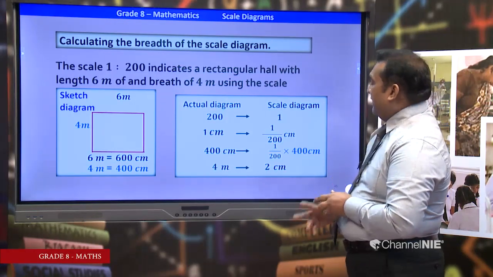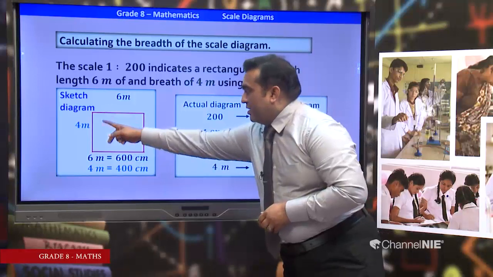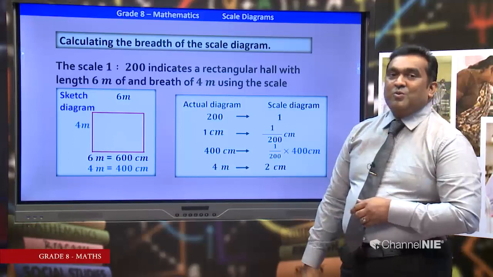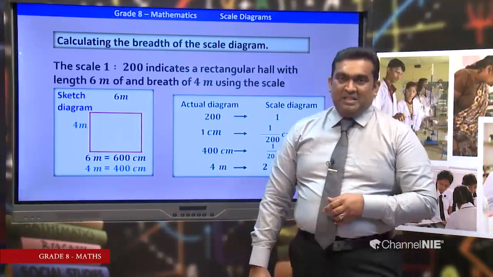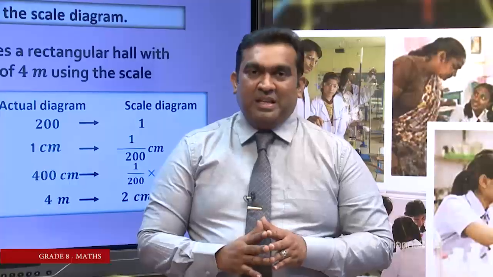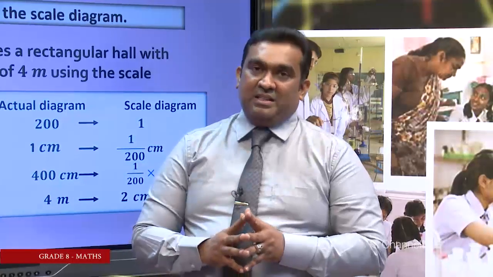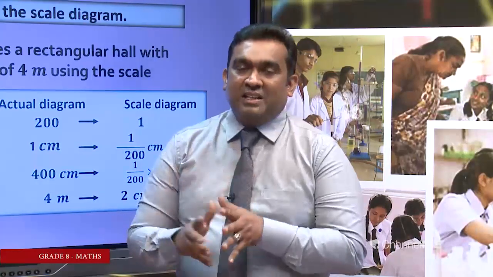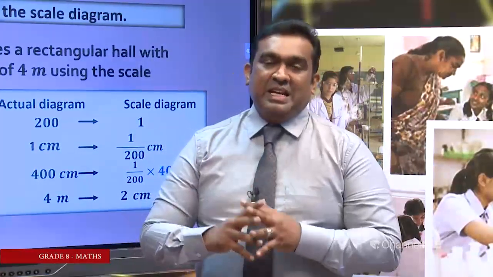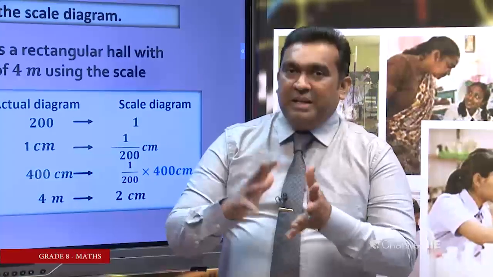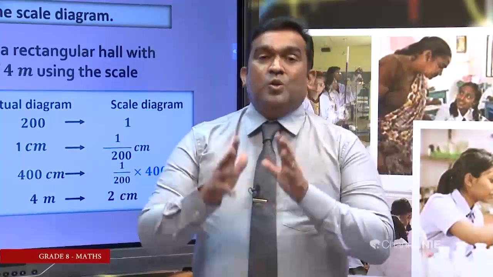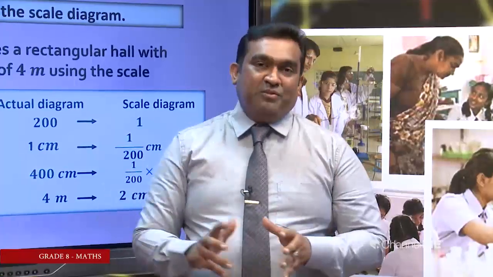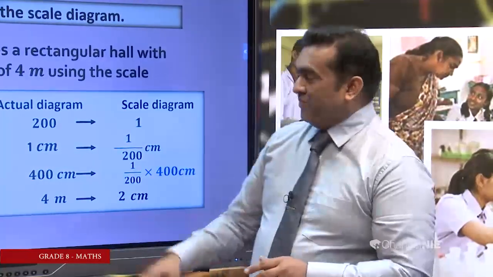Therefore, in the scale diagram, you can draw this one using how many centimeters? 2 centimeters. The length of the scale diagram and the breadth of the scale diagram. Length and breadth can be obtained using the scale and the actual measurement of a scale diagram.